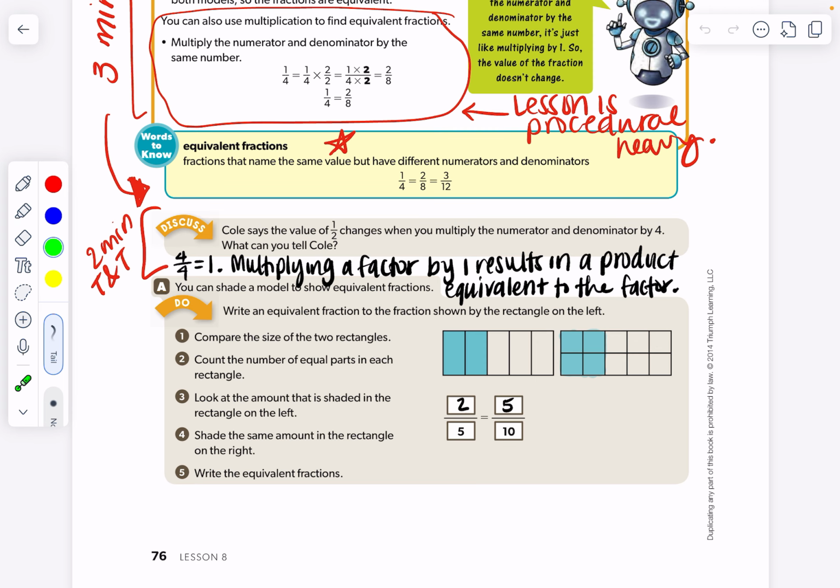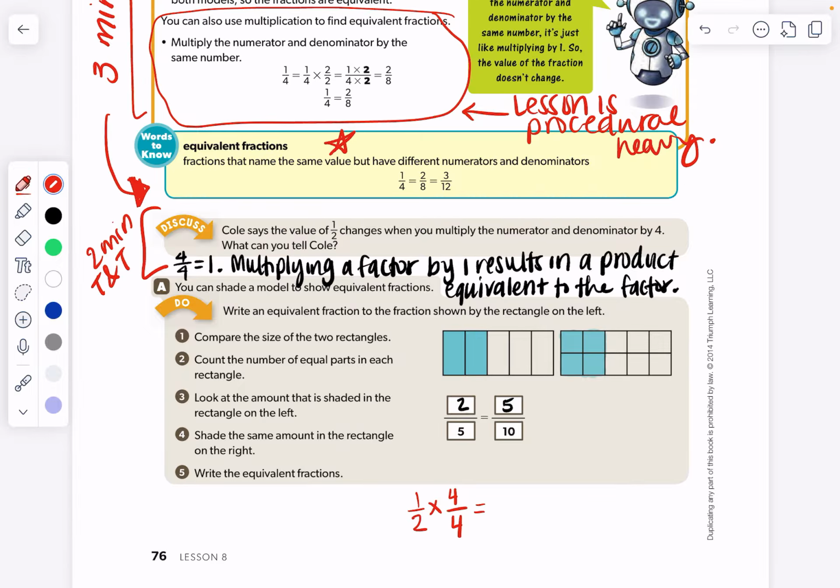And then another piece that you want to stamp for students before they jump into the conceptual piece of the lesson today is around this question. I would say launch students into a 2-minute turn and talk to see what they already know. But this is a nice discussion question. So Cole says the value of a half changes when you multiply the numerator and the denominator by 4, right? So I'll do this question right here. So Cole is saying that the value of half changes when you multiply the numerator and the denominator both by 4, right?